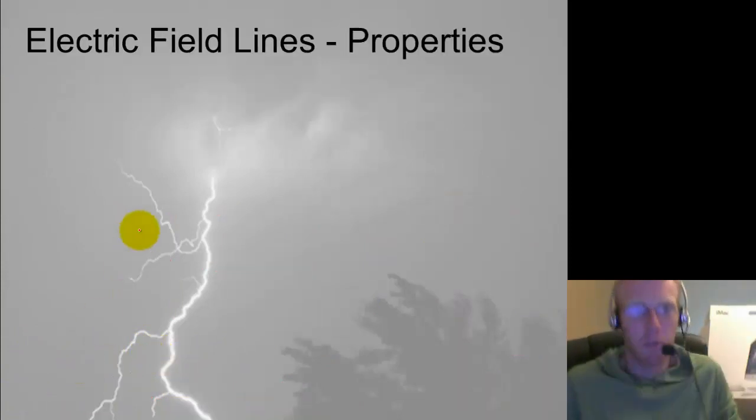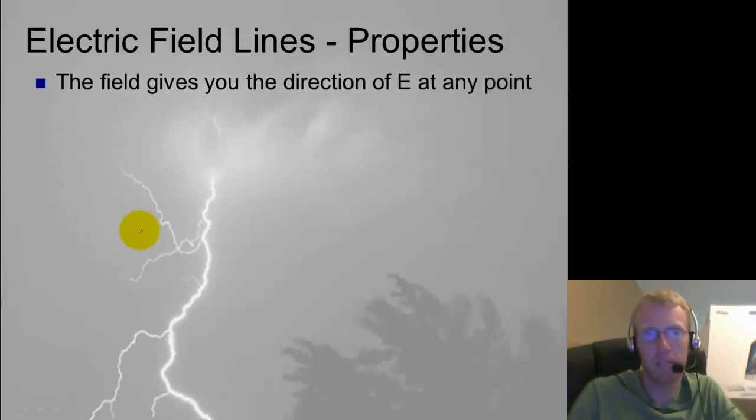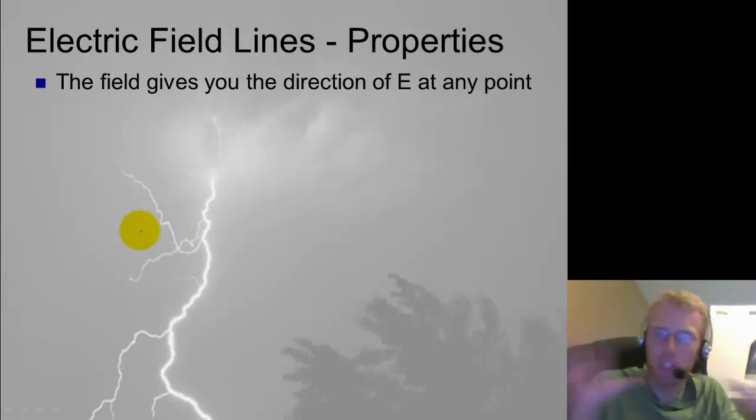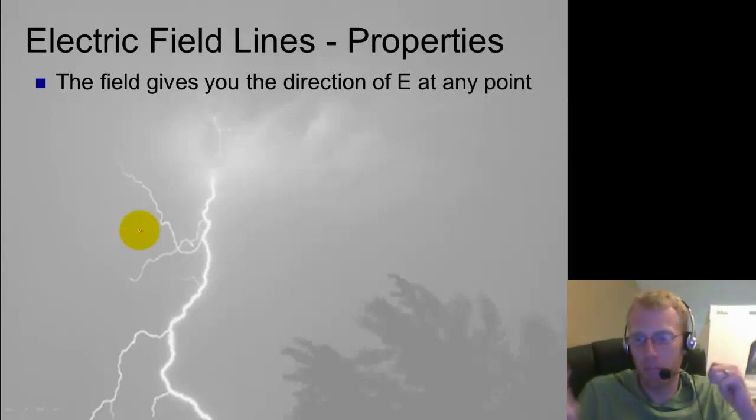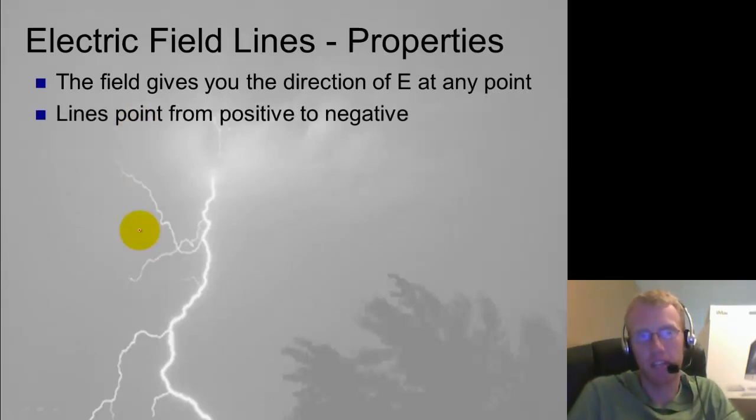Okay, let's look at some properties of electric field lines. You've already seen lots of pictures, so these should come as no surprise. Number 1, the picture tells you the direction of the electric field at any point. So whichever way the arrow is going, or the line is curving, that's the direction of the electric field. Second thing is, the lines always point away from positive charges and towards negative charges.